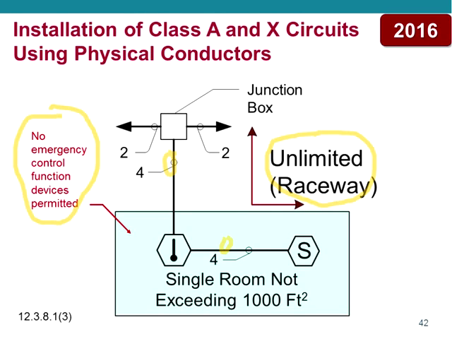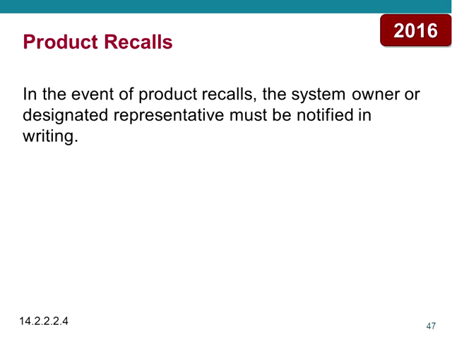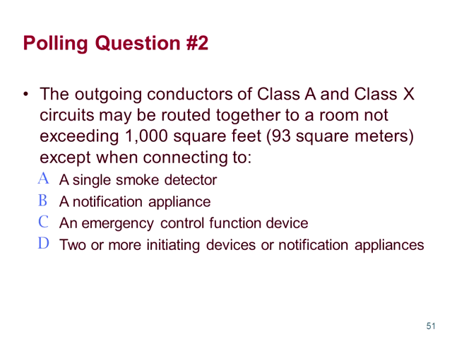I'll take us back to our next polling question, if you wish. Okay, the outgoing conductors of Class A and Class X circuits may be routed together to a room not exceeding 1,000 square feet or 93 square meters, except when connecting to: A, a single smoke detector, B, a notification appliance, C, an emergency control function device, or D, 2 or more initiating devices or notification appliances.